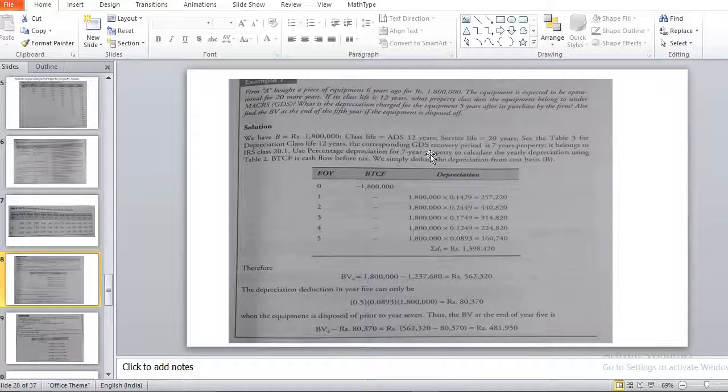But as it is disposed of before its useful life, we consider 0.5 of this amount. So it comes as 80,370, as we consider half of this.